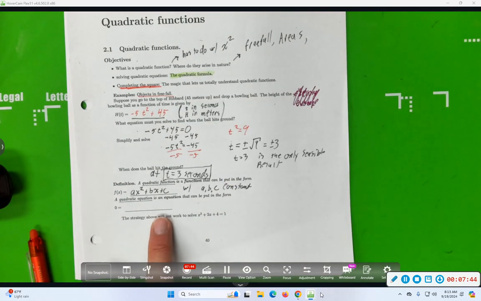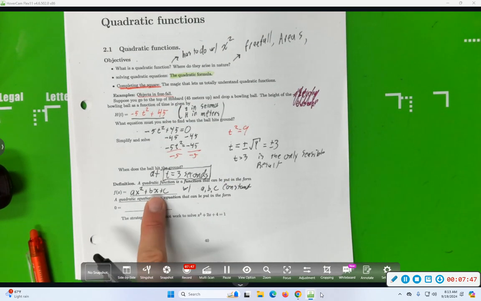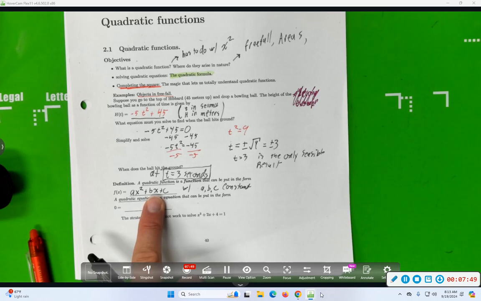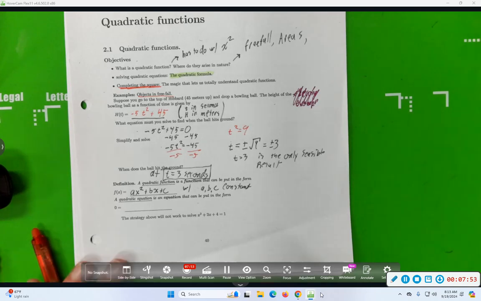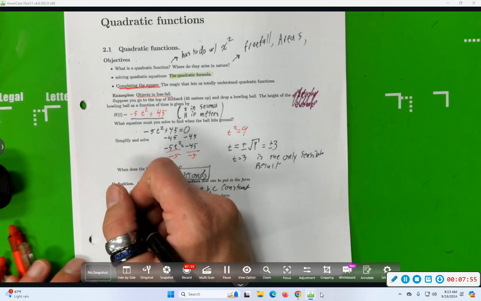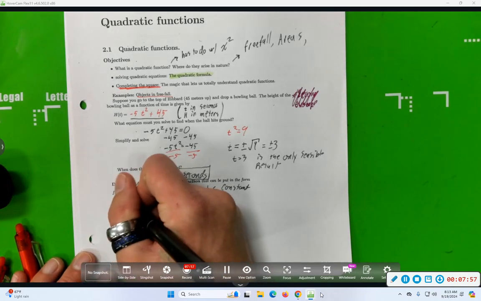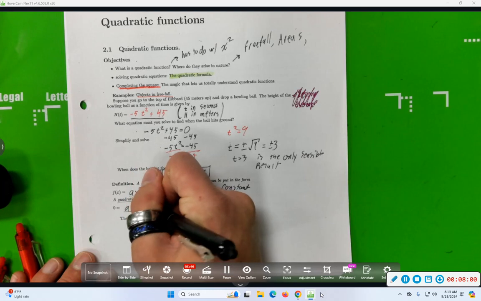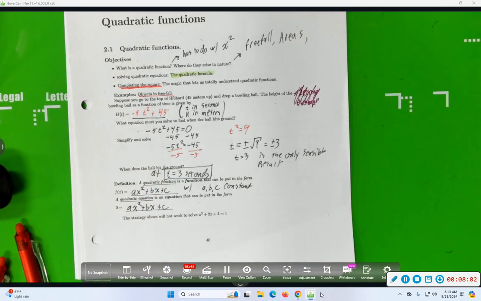A quadratic equation, so a function isn't an equation, a function is just like a formula with an independent variable. A quadratic equation is anything that can be put into the form 0 equals quadratic function. Nice. Feeling pretty good?